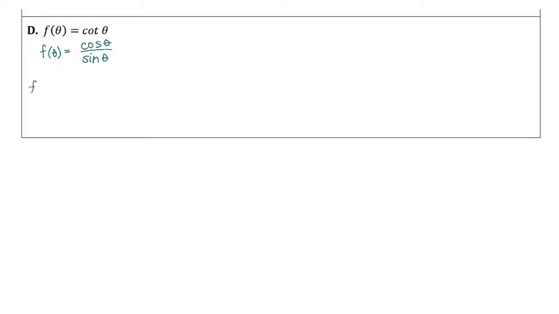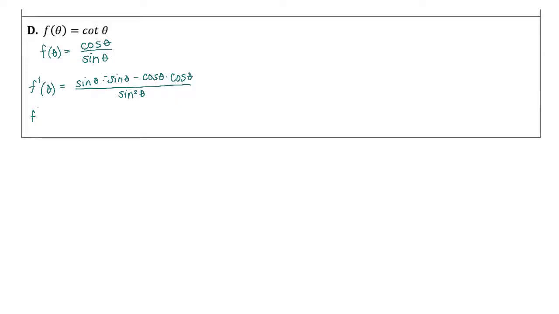Okay, so f prime of theta, we're going to have the bottom times the derivative of the top minus top times derivative of the bottom. And that's going to be all over bottom squared. All right, so let's see what we can simplify here.